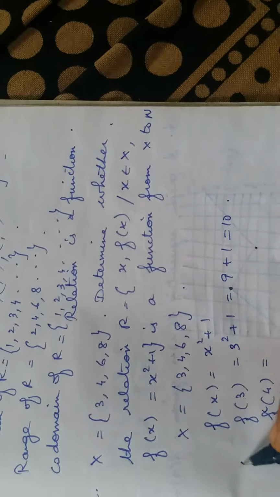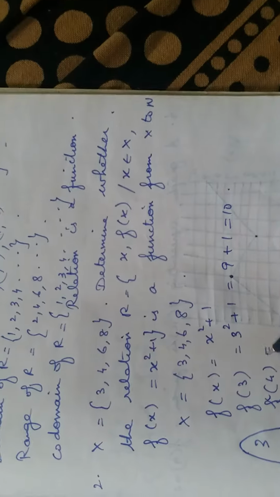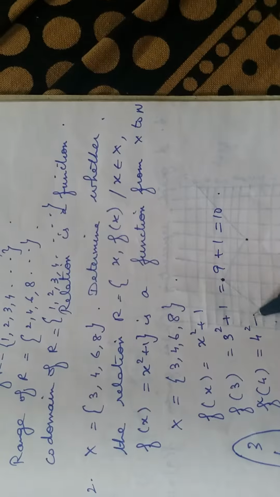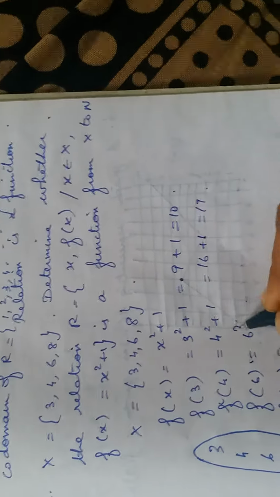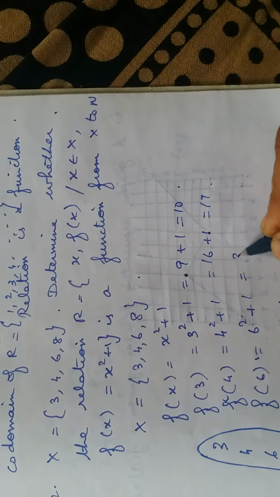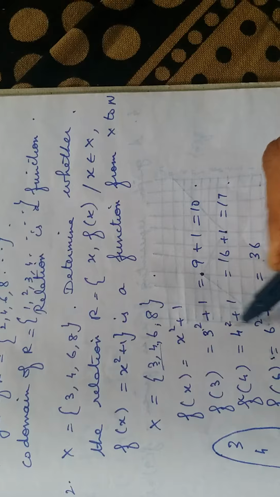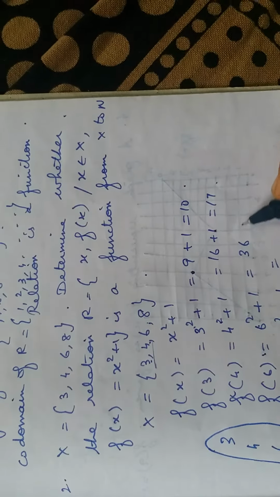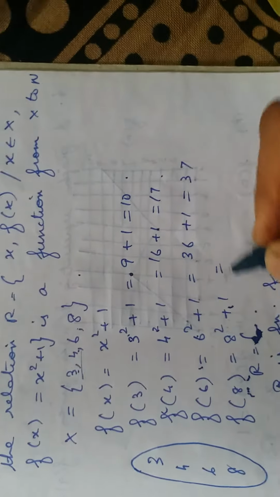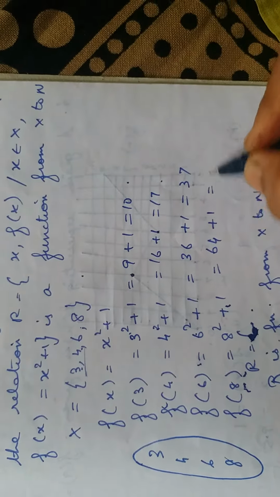Now your elements are 3, 4, 6, 8, so you substitute each one. 4² + 1 is 16 + 1 = 17. 6² + 1: 6 sixes are 36, plus 1 is 37. 8² means 8 into 8, which is 64, plus 1 is equal to 65.